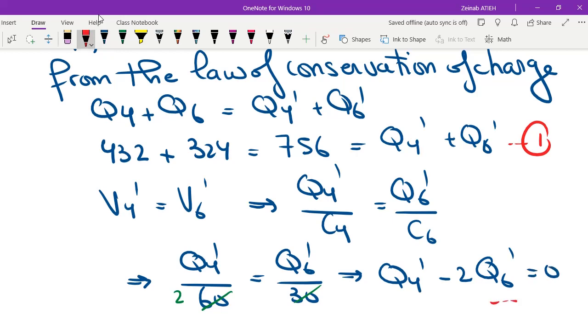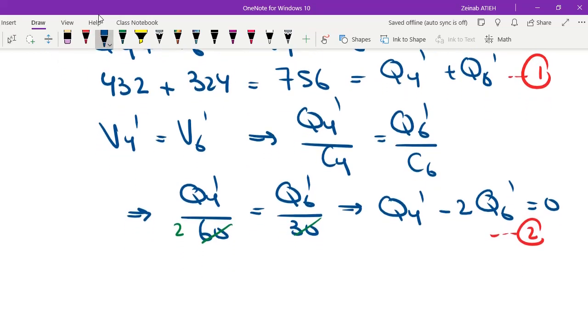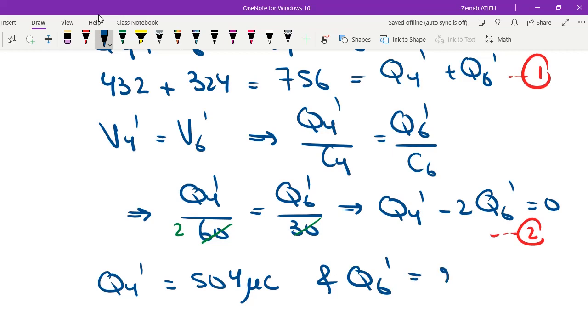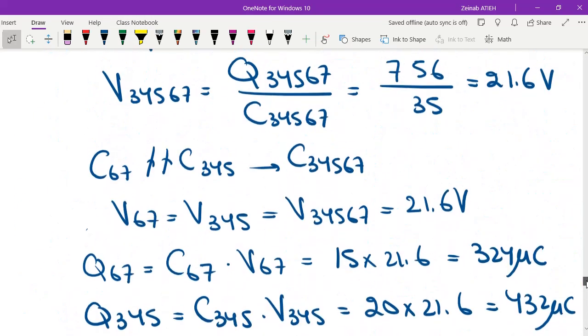You can use your calculator to solve the system or do it by hand. You will get Q4 prime equals 504 microcoulomb and Q6 prime equals 252 microcoulomb. Okay. كمان بده ال voltages. Did he ask for the voltages? Let me check. من بعد ال equilibrium.